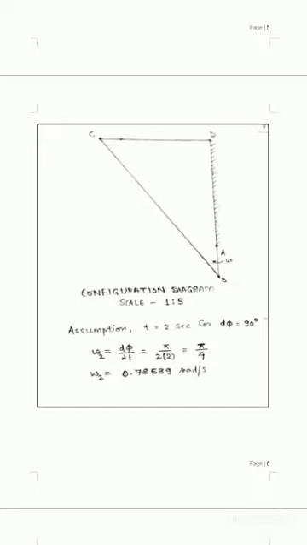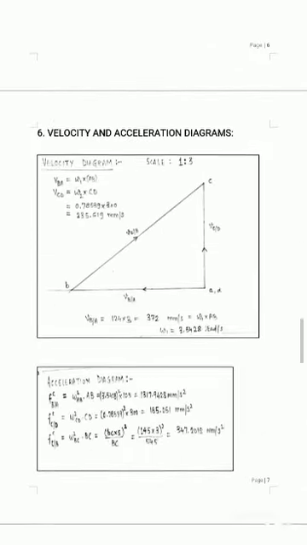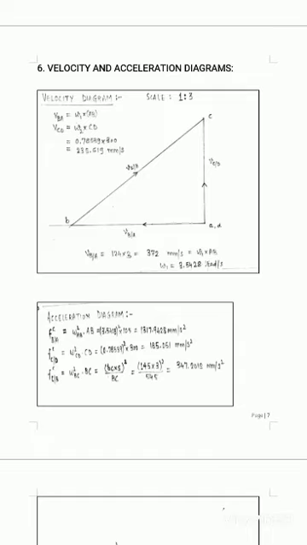Assuming that the output link, that is the seat, should take 2 seconds to fold, that is, to move from the horizontal position to the folded position, it was calculated that the angular velocity of the output link should be 0.78 radians per second. Velocity analysis was carried out to find the angular velocity of the input link. The velocity triangle was drawn with a suitable scale. It was found out that the angular velocity of the input link should be about 3.54 radians per second. Angular velocity of other links was also found out.